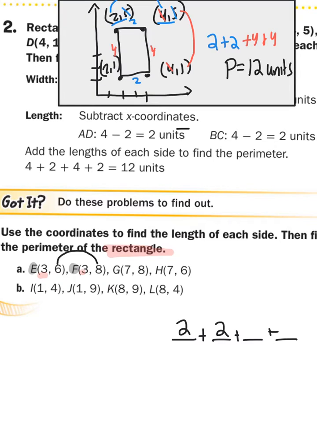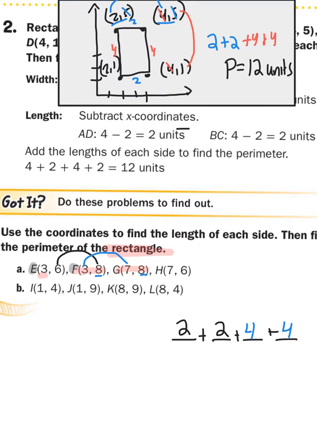Now I'm going to go to this and this, F and G. So let me switch over to blue here. Notice here the 8's are the same, so I ignore those. And then I go with the 7 and the 3. So 7 minus 3 is 4. So one of the side lengths is 4. And since it's a rectangle, I know the other one will be 4.